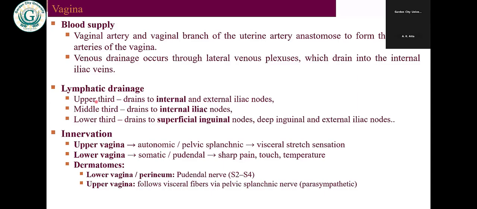This is how come, if you look at the upper 2/3 of the vagina, lymphatic drainage is to the internal iliac lymph nodes. But the lower third of the vagina goes to the superficial inguinal lymph nodes.